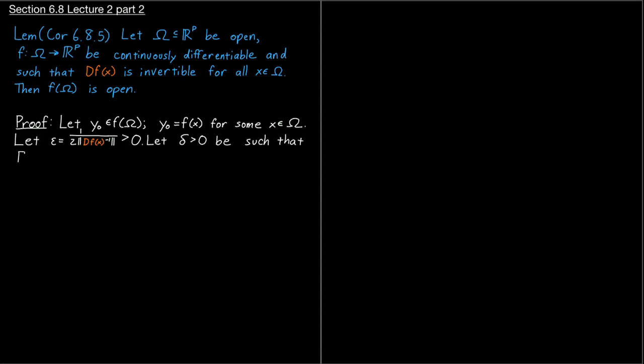First, we're going to say that the ball centered at x of radius delta, let's make it the closed ball, is it in omega? That'll make a few things more convenient. You can do this by proposition 5.3.3 and such that it's the delta in the definition of continuously differentiable, such that df of x minus df of w is less than this epsilon for all w in this ball.